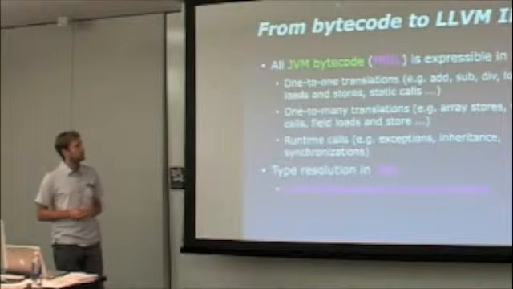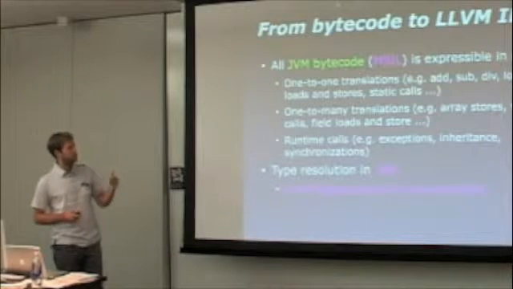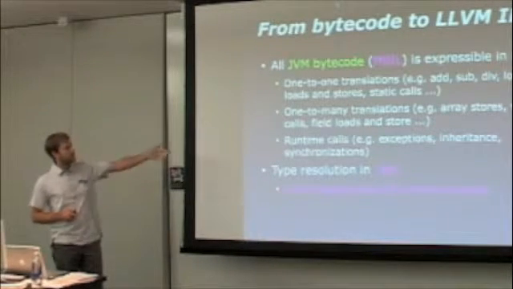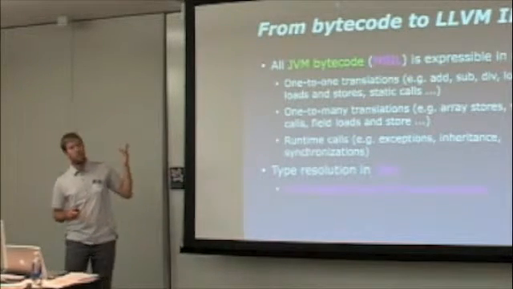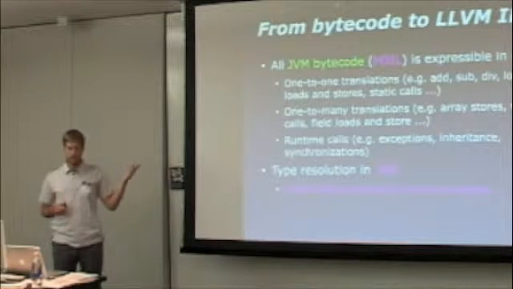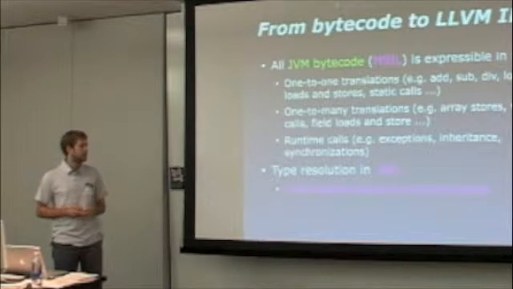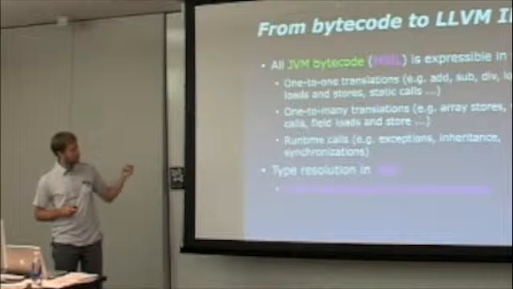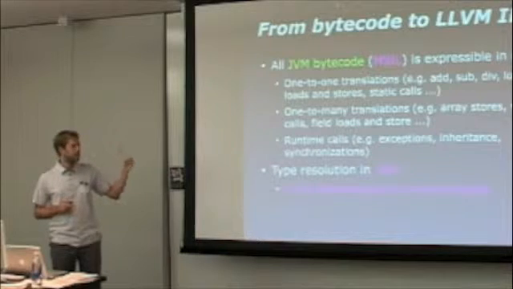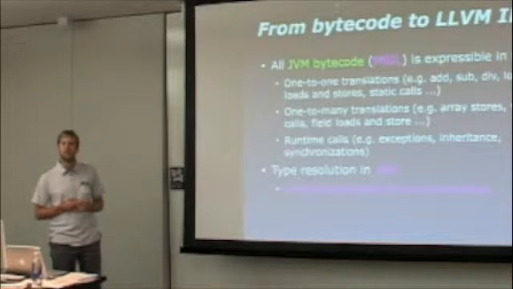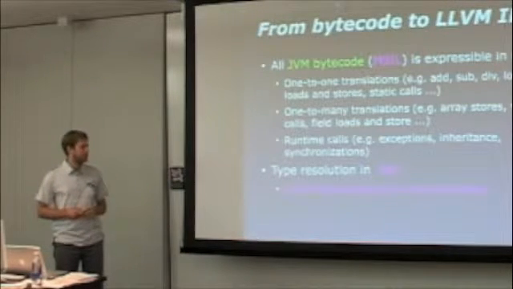So that takes a few instructions. When you load or store a field, that's a set of 4 or 5 instructions. And the last translation is translate to runtime call. So bytecodes which do exceptions, inheritance, and synchronizations are translated to runtime calls. Finally, in the .NET virtual machine, it's using the late resolution of types facility of LLVM, so you could do resolution of recursive types.